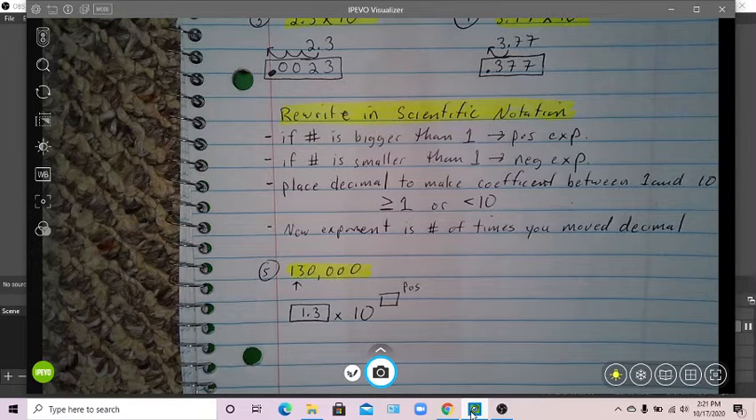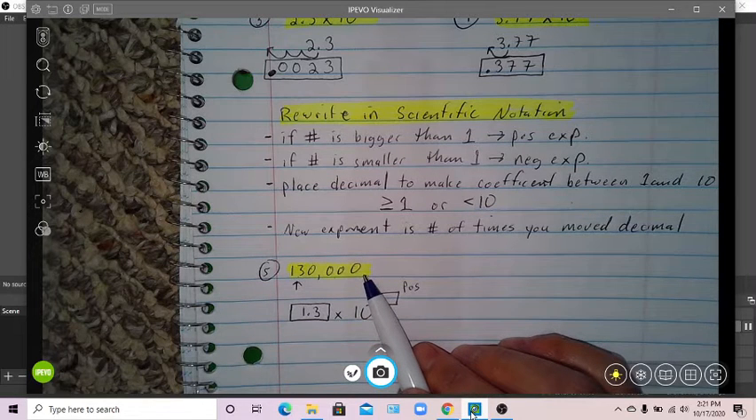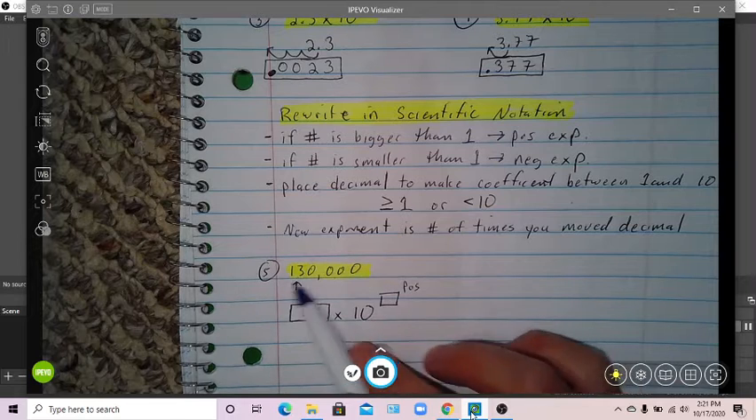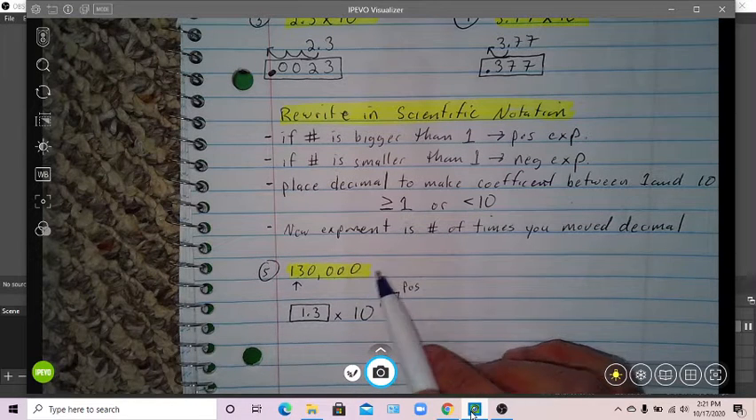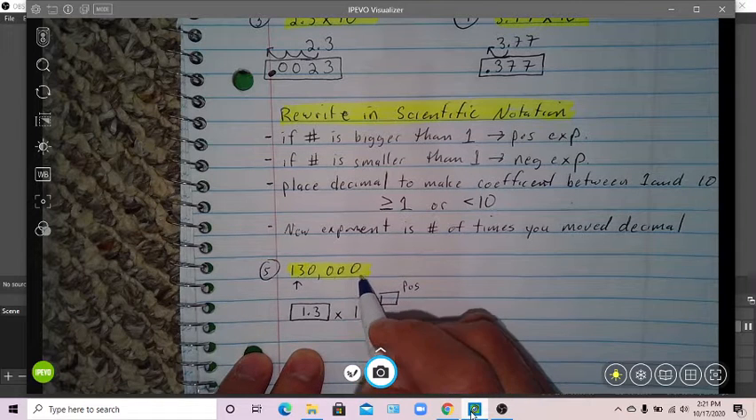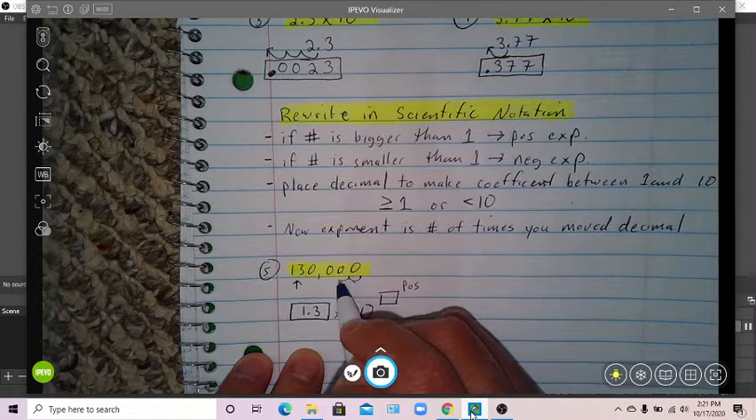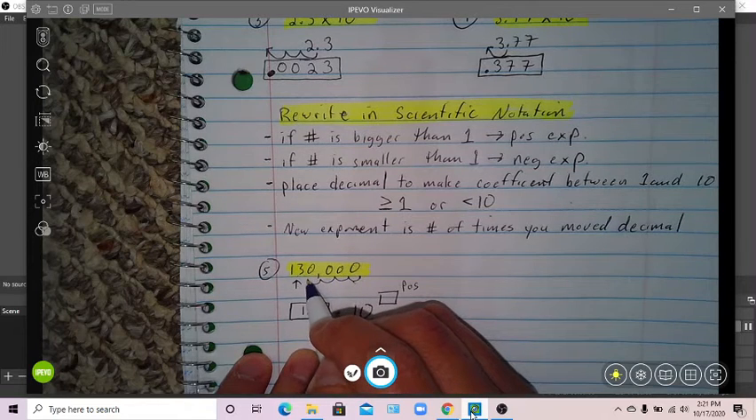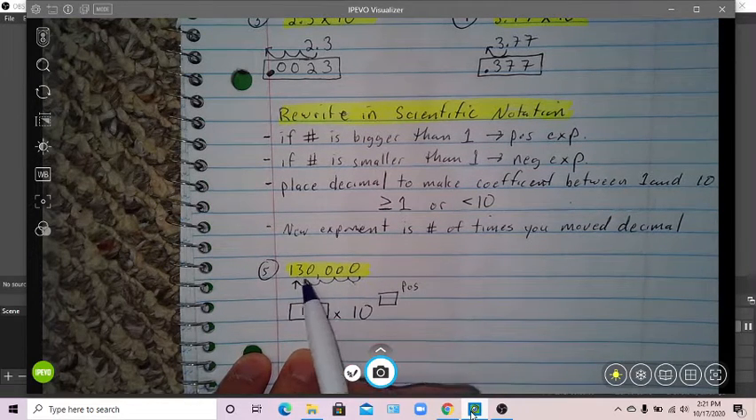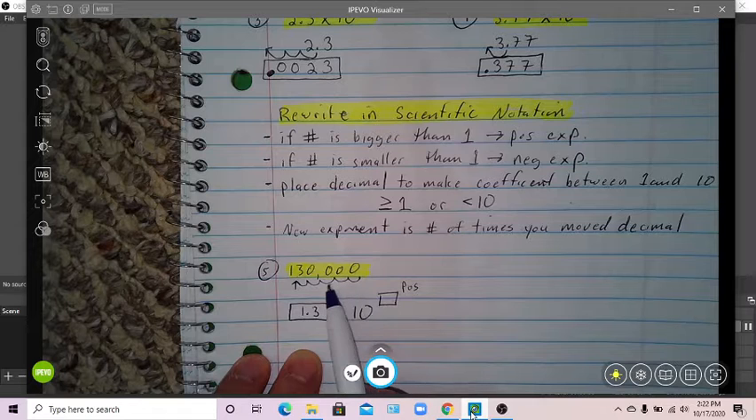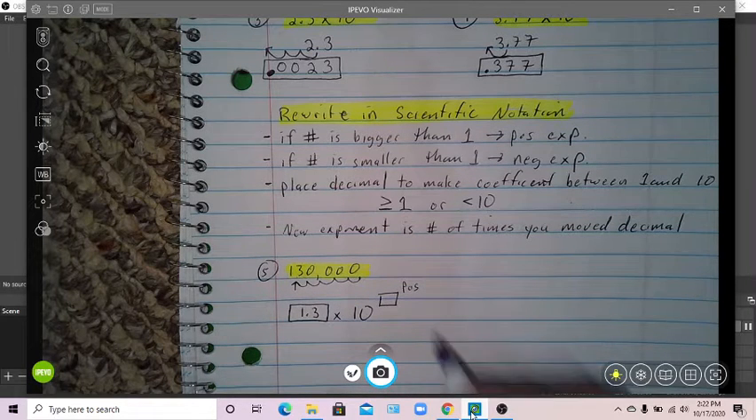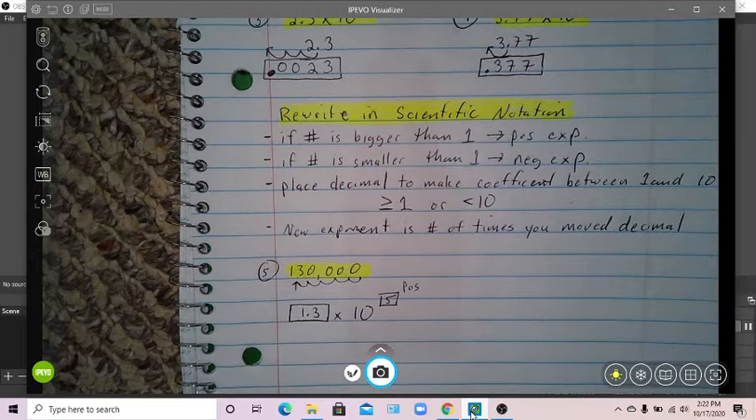And now I need to see how many times I moved the decimal. The decimal started way back at the end. There is no decimal, which means it started way on the right. I moved it over this 0, this 0, this 0, this 0, and then the 3. So I moved it over 5 numbers: 1, 2, 3, 4, 5. So the exponent is 5. I moved it 5 spaces. Okay, let's take a look at another one.